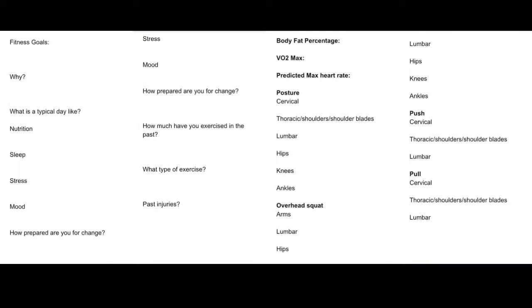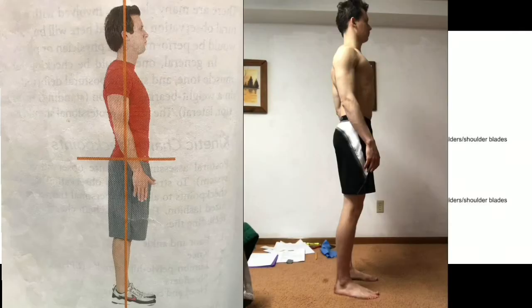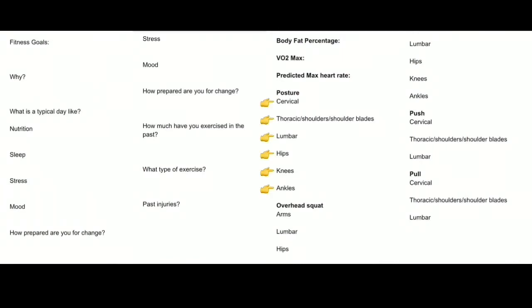Now, obviously, it depends on what their fitness goals are, but most of the time I will assess their body fat percentage, their VO2 max, and their predicted max heart rate. Then I'll assess their posture. So I'll take photos of them from the front, side, and back. And I'll analyze the cervical, thoracic, lumbar, pelvis, hips, knees, ankle, and feet, and the scapula and glenohumeral joint.